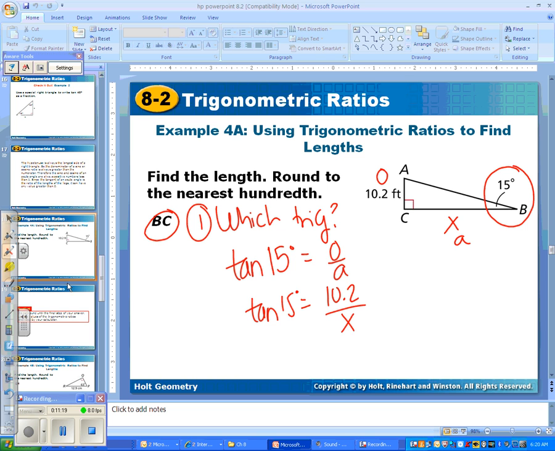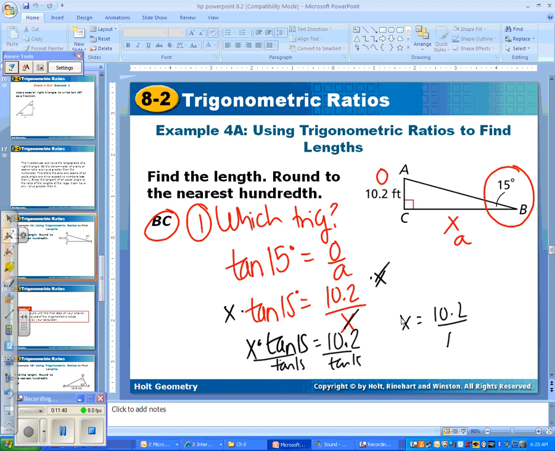And to do that, I'll show you the long way. Multiply both sides by x. And now you get x times tan 15. Notice I put the x in front, equals 10.2. And then this is a number, so the opposite of multiplying is dividing, so divide both sides by tan 15, and you're going to get x equals 10.2 divided by tan 15.